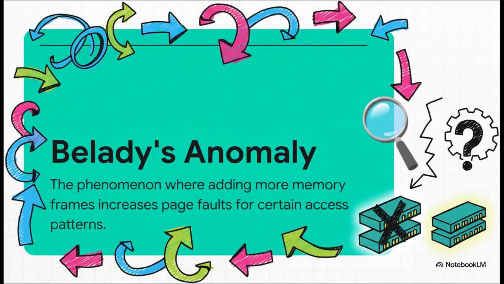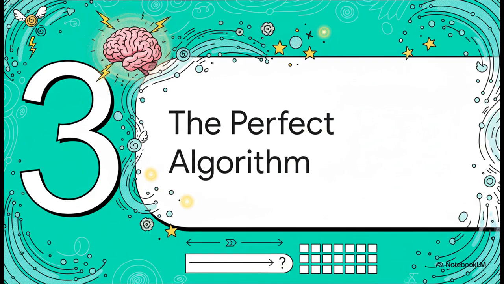It's called Belady's Anomaly. It's a proven, weird glitch in the simple logic of FIFO, where adding more memory can totally backfire. So the main takeaway here is, our simplest, most obvious solution is fundamentally broken. We need something smarter. So if FIFO is out, then what's the answer?